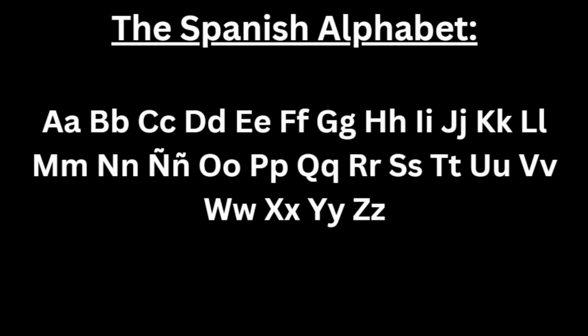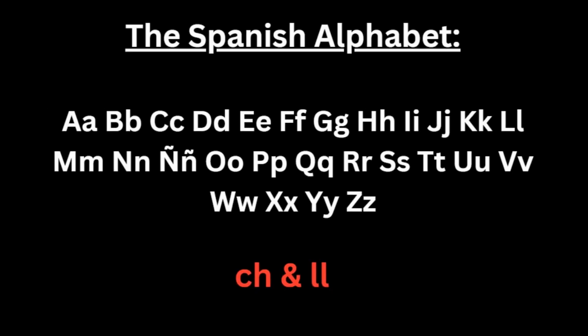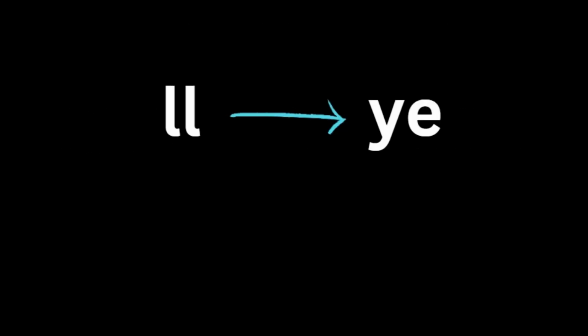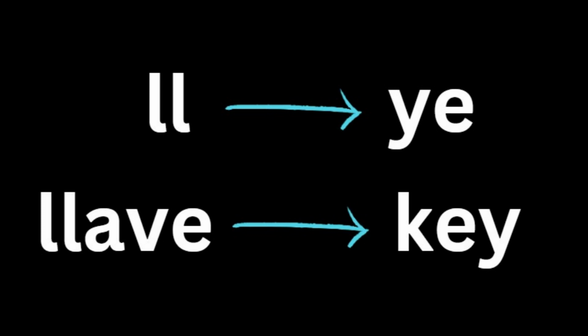As a side note, people sometimes like to include the letters ch and ll, making the alphabet have 29 letters. But these are mainly sound letters that are used a lot less. And something important to say about the sound ll: typically, if you're someone who is not of Spanish heritage, you will pronounce the sound as y. Two L's make a y sound, like llave, which is Spanish for key.